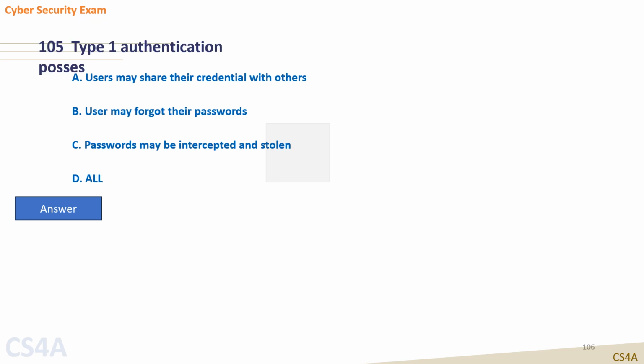So here the question is, type 1 authentication possesses which of the following? What is type 1 authentication? Type 1 authentication is where the user remembers the key and the password. That's type 1 authentication. The user may share their credentials with others. Yeah, they might share the credentials. A user may forget their password. Yeah, often users forget the password. Password might be intercepted and stolen. Yeah, this can happen through a man in the middle attack, or if the password is written somewhere, anybody can trace it. So type 1 authentication possesses all of the three options. So the answer is D.